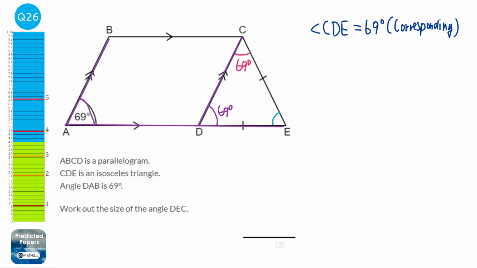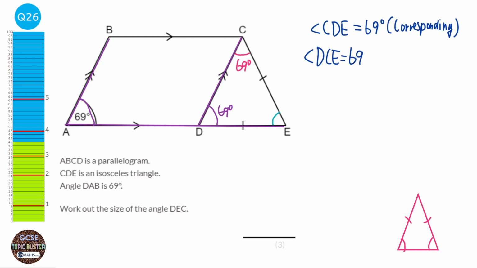69, because they're the bottom two angles in a triangle. Now, when I say that, I mean when an isosceles triangle is the right way up, the bottom two angles are equal. So they're the bottom two angles in an isosceles triangle, although the isosceles is on its side here. And we need to write that down, so angle DCE equals 69 degrees. And this time it's because it's an isosceles triangle.